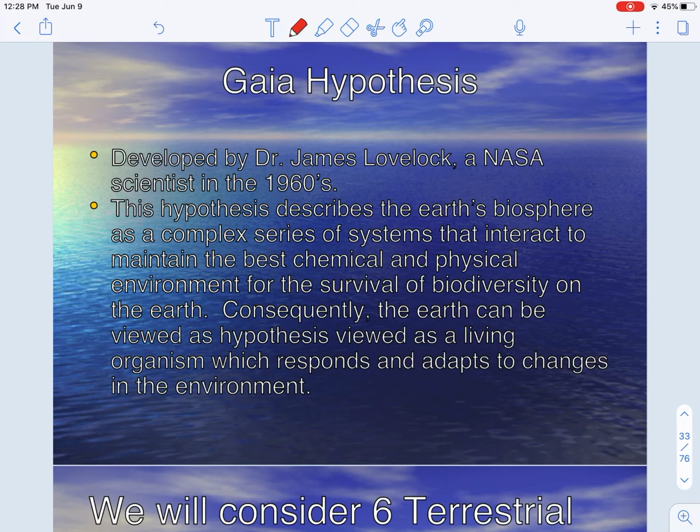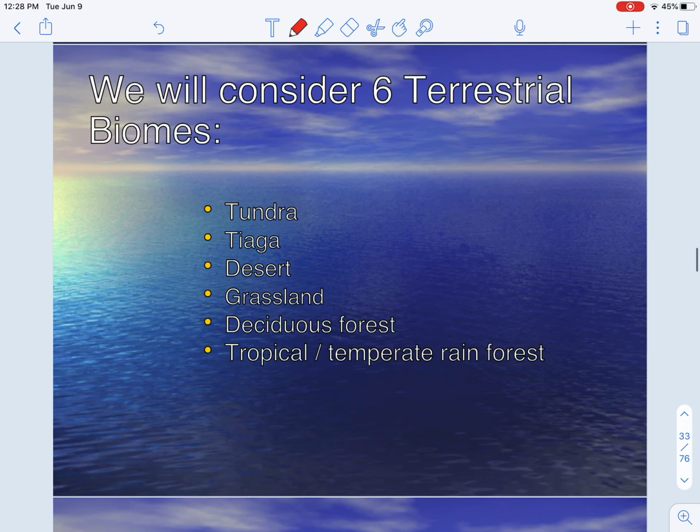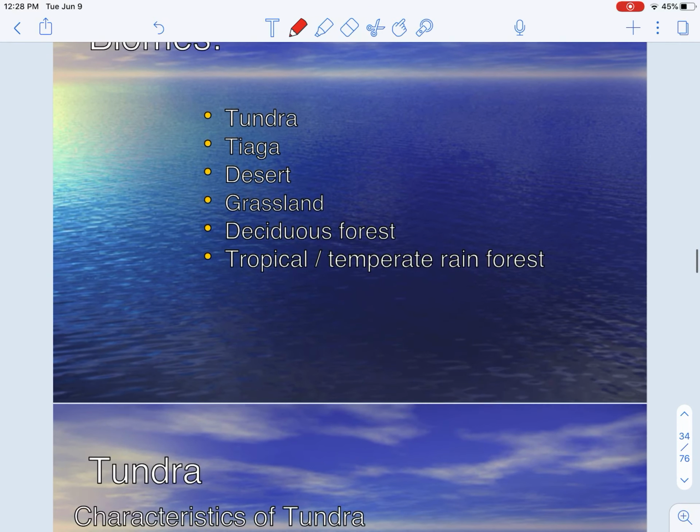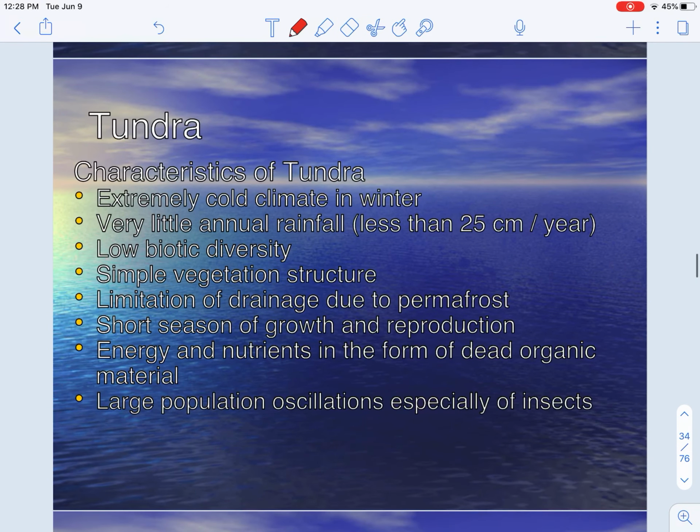Okay, the Gaia hypothesis is by Dr. Lovelock from NASA. His hypothesis says that our biosphere is a complex series of systems that maintains the environment for biodiversity, and so the Earth can be looked at as a living organism that adapts to changes. So 6 biomes that we're going to study, 6 major categories of biomes: tundra, taiga, desert, grassland, deciduous, and tropical.